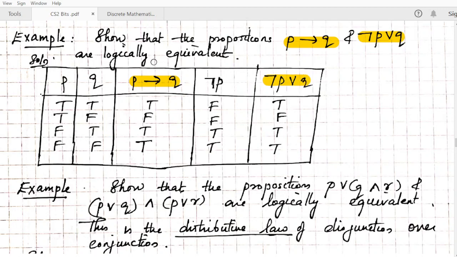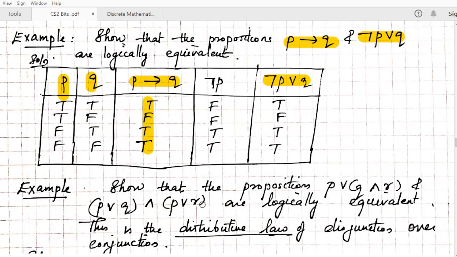So first let us find the propositions P and Q. So there are two propositions P and Q. All the possibilities of the truth values for P and Q are: both of them true, true false, false true, false false. So P implies Q, we know that true true is true, true false is false, false true is true, false false is true. So these are the truth values of P implies Q.